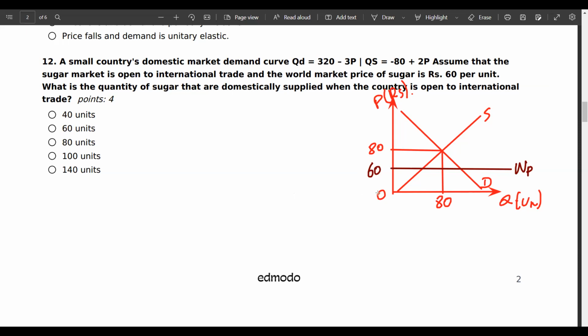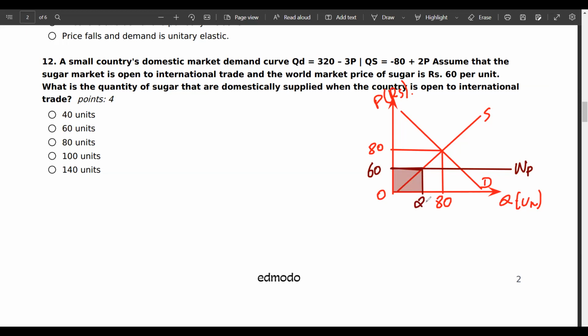And the question is, what are they asking? What is the quantity of sugar that is domestically supplied when the country is open to international trade? So if the country is open to international trade now, 60 rupees will be the market price, not 80. Why? Because the international supply of sugar is only at 60 rupees. So domestic producers now have to stick to supplying at 60 rupees. They can't charge more, so they'll also have to charge only 60. So they'll supply only this much. So 60 rupees meets the supply curve here. So that's the quantity producers will supply domestically.